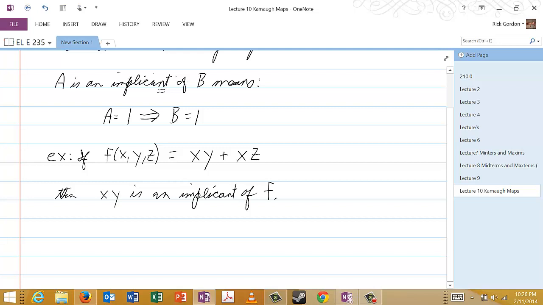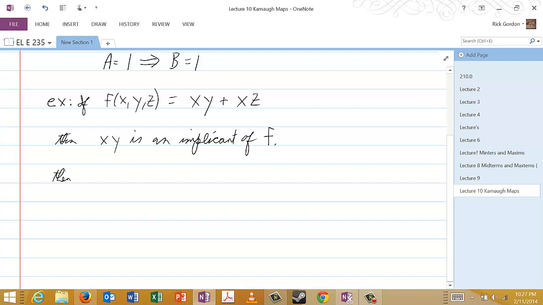Now, the way that we can see that this is true is that obviously, with this expression, if xy is equal to 1, it doesn't matter what xz is equal to. Whether xz is equal to 0 or 1, we know that the value of f is 1, because 1 ORed with anything is still 1. Therefore, if xy is equal to 1, then f must be equal to 1. So xy equals 1 implies f equals 1, and thus xy is an implicant of f.